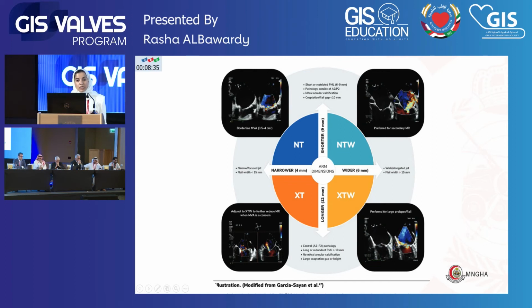Moving to an XT, you definitely need to have a longer leaflet length. It helps most in cases where you have a long redundant leaflet, more than 10 millimeters. And XT is mostly preferred in a central jet, so A2P2 pathology. Moving between XT and XTW, the W is going to give you a wider range, so it would help if you have a large central jet.